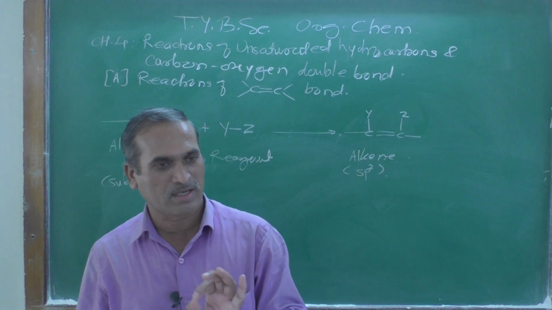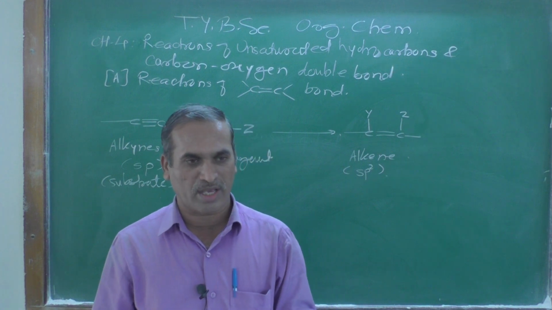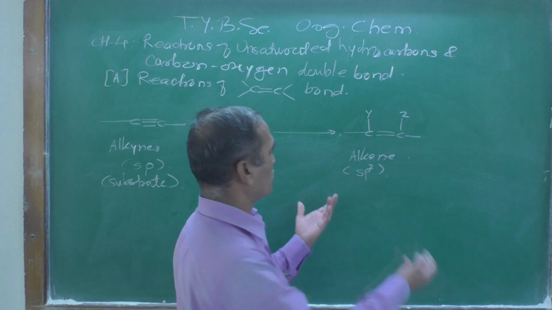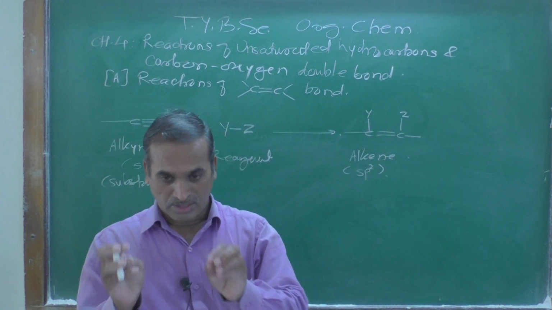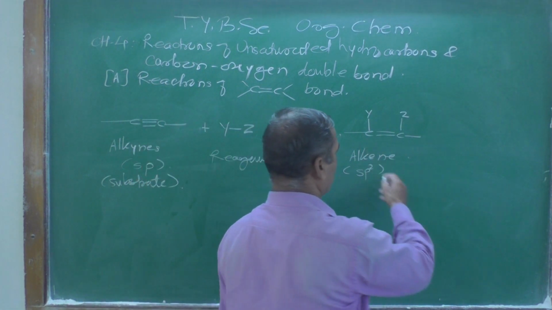What is the bond angle? The bond angle is 120 degrees. And what is the bond length? The bond length is 1.34 angstroms. So these are some general information that you must remember.